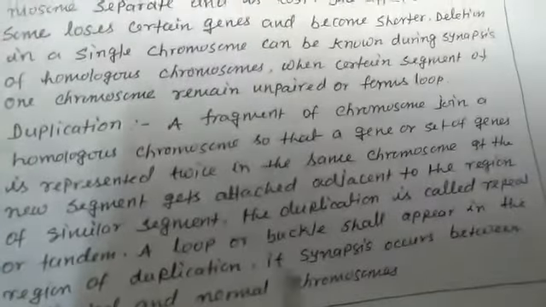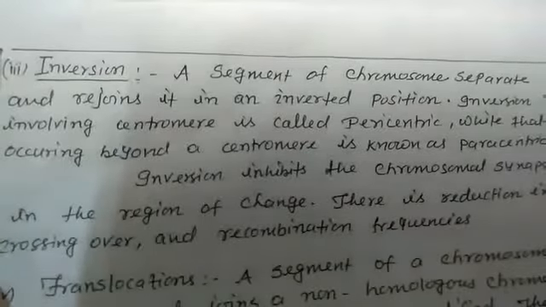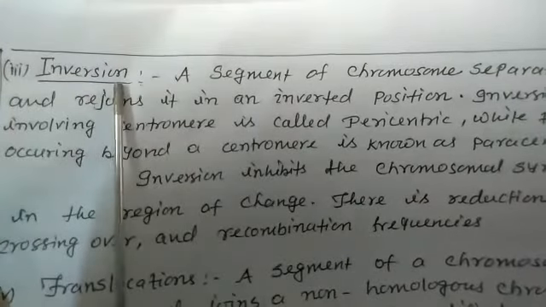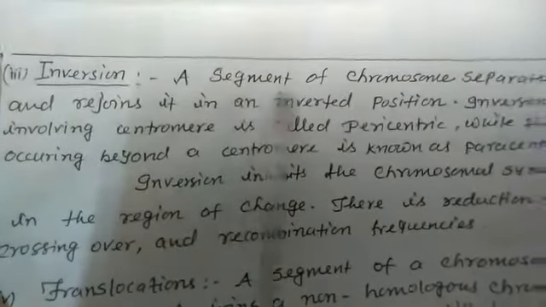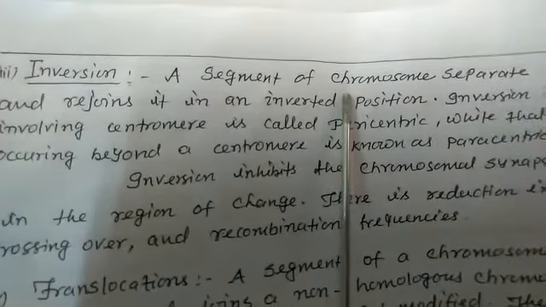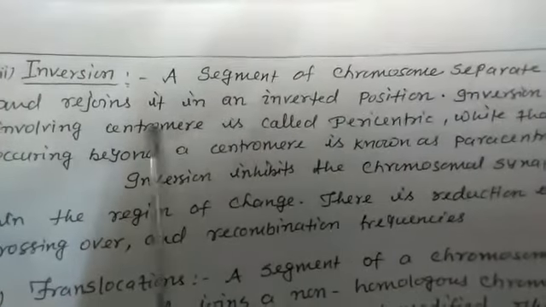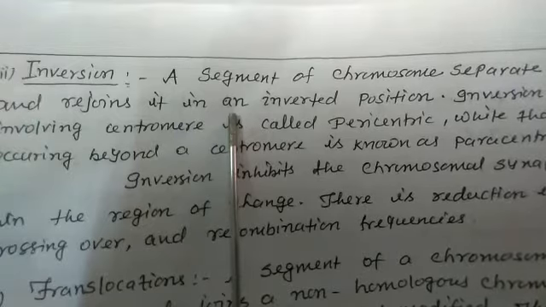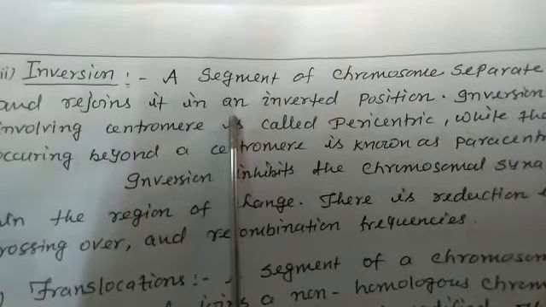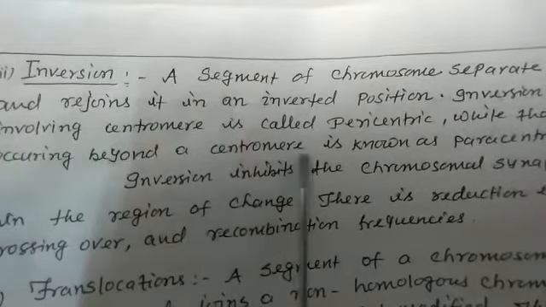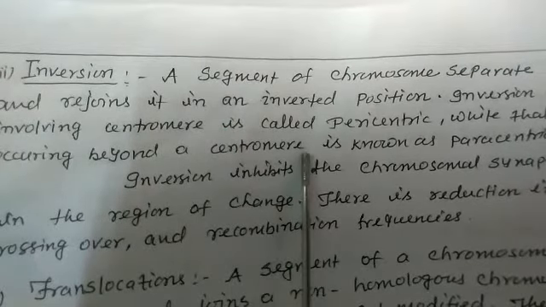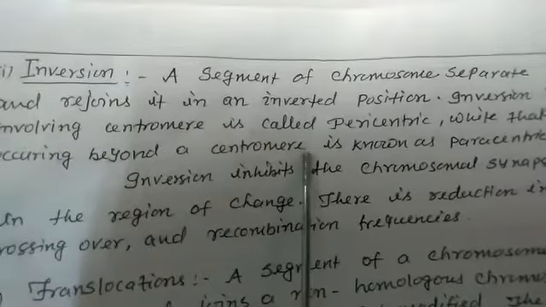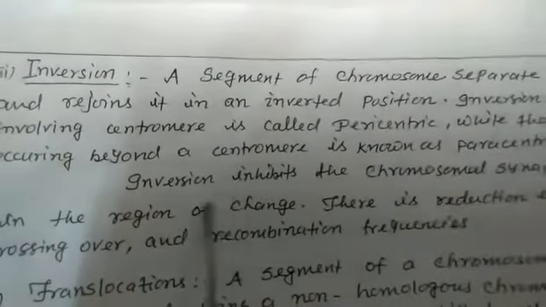Let us see what inversion is. The third type is known as inversion. A segment of a chromosome separates and rejoins in an inverted position. Inversion involving the centromere is called pericentric, while that occurring beyond the centromere is known as paracentric.